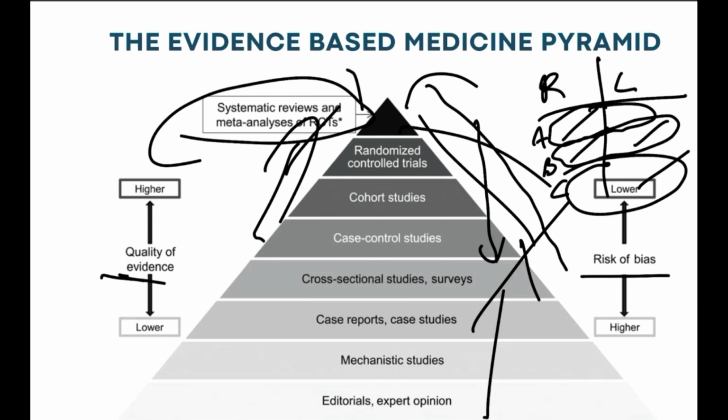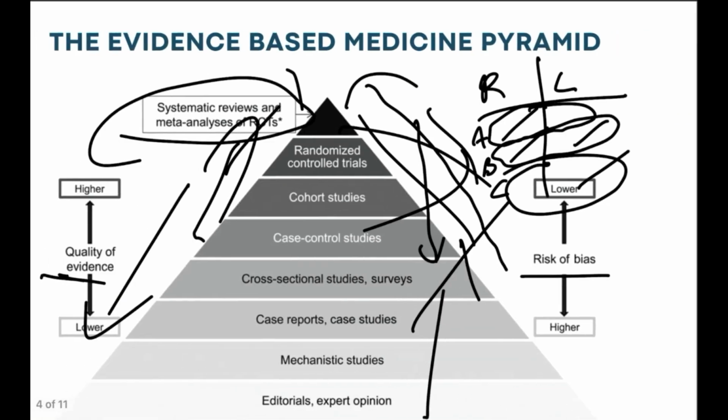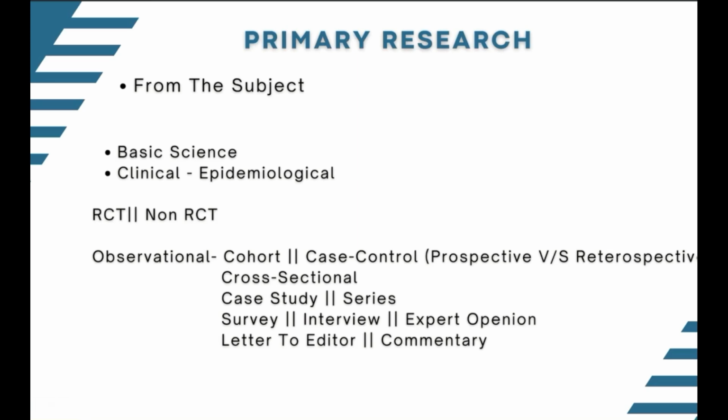As you go down, quality decreases, risk of bias increases. What is the risk of bias? We'll discuss it in the basics of research section. Coming to the types of research.